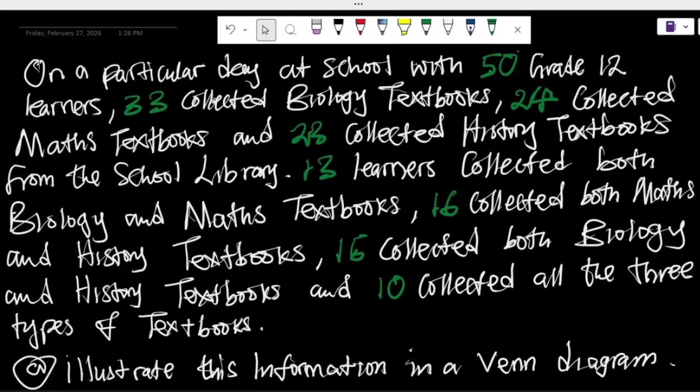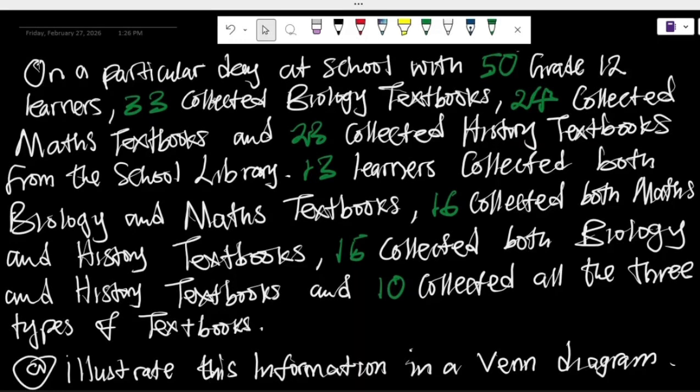On a particular day at school with 50 grade 12 learners, 33 collected biology textbooks, 24 collected maths textbooks, and 23 collected history textbooks from the school library. 13 learners collected both biology and maths textbooks, 16 collected both maths and history textbooks, 15 collected both biology and history textbooks, and 10 collected all the three types of textbooks.